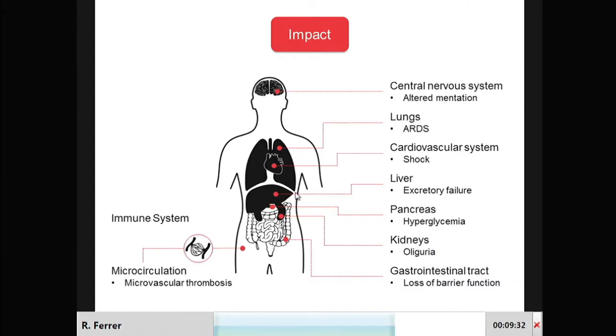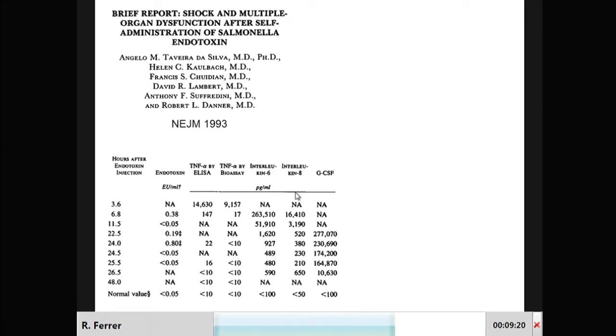In the brain, the consequences are going to be altered mentation, delirium, etc. In the lung, it's going to be ARDS. In the kidneys, it's going to be acute kidney injury, etc. And that is what I'm going to discuss in the next slides.